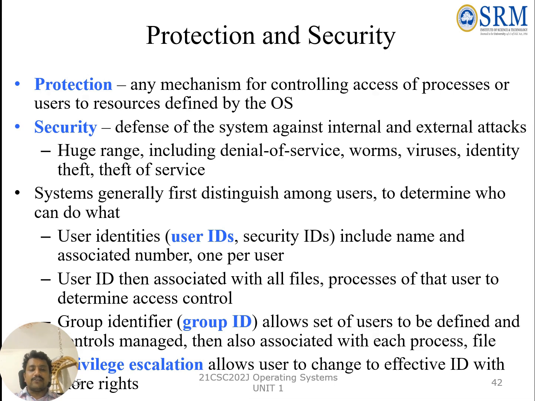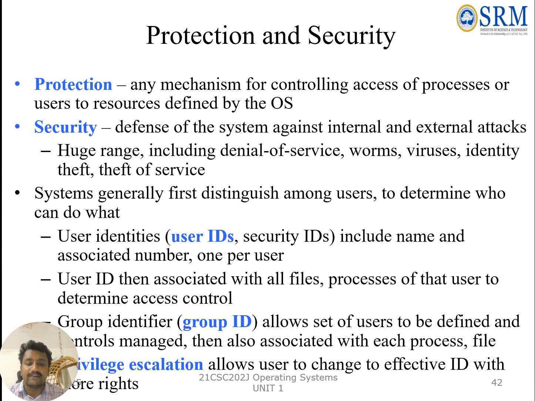Now with respect to security, we can determine the user by user identity, user ID, group identifier and privilege escalation. User identity is an identity that is assigned to each user. A security identity contains a name and an associated number, one per user. For each user there will be an identity that includes the name and the associated number. Then we have a user ID that is associated with all the files of the processes of that user in order to determine access control.